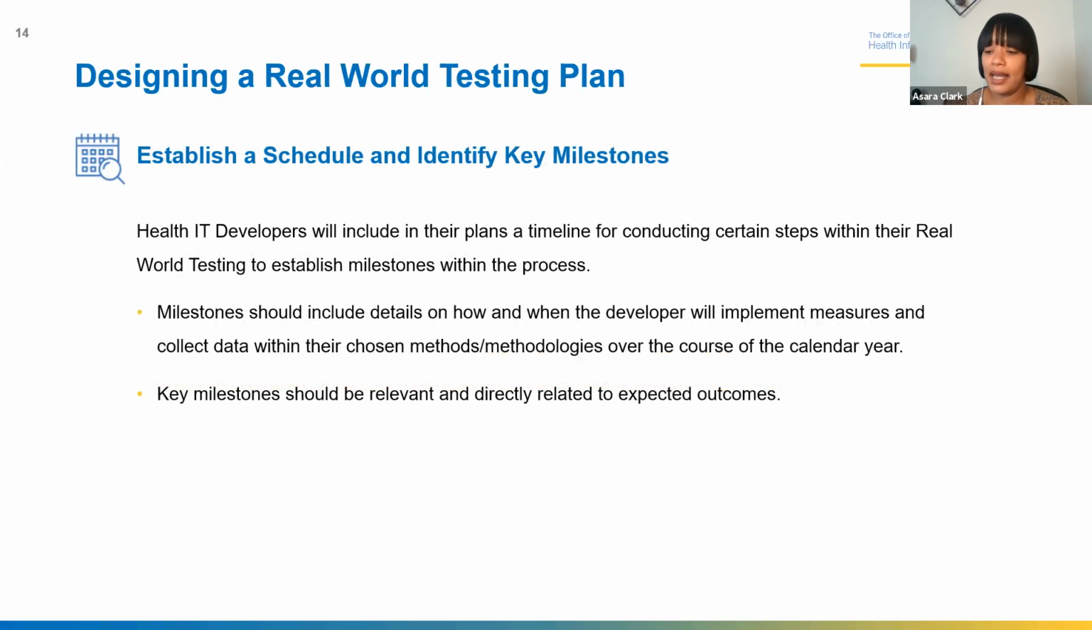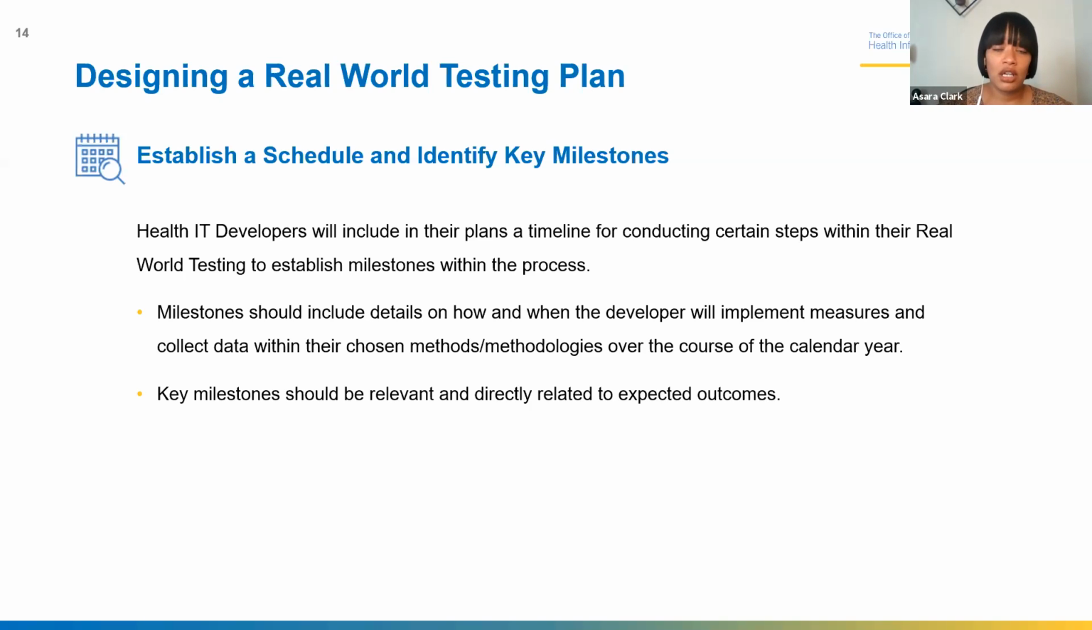Now we're going to talk about the key milestones, all right? This is basically a timeline, right? You want to just have a timeline fleshed out for what the specific steps you're going to take to demonstrate real world testing, all right? This may include a collection of data, different milestones or different points throughout the year where you're going to collect certain data, when you're going to maybe enter into certain care settings. Those are all things that you want to consider because you want to remember that real world testing is over the course of the entire calendar year.